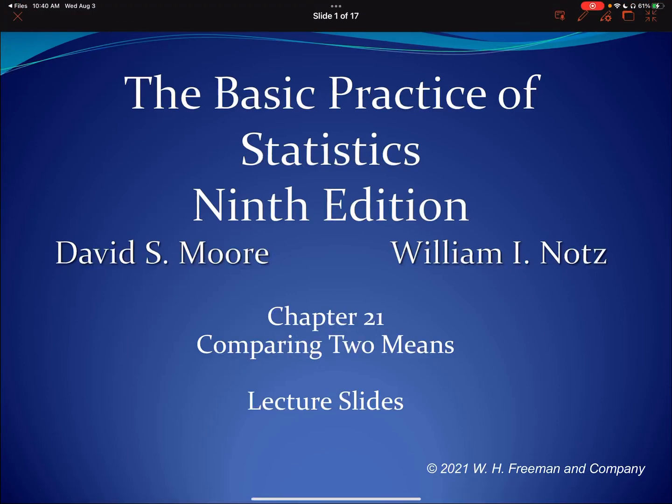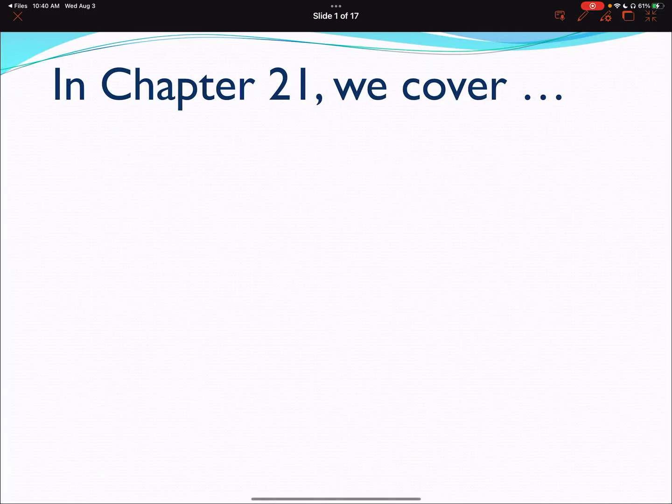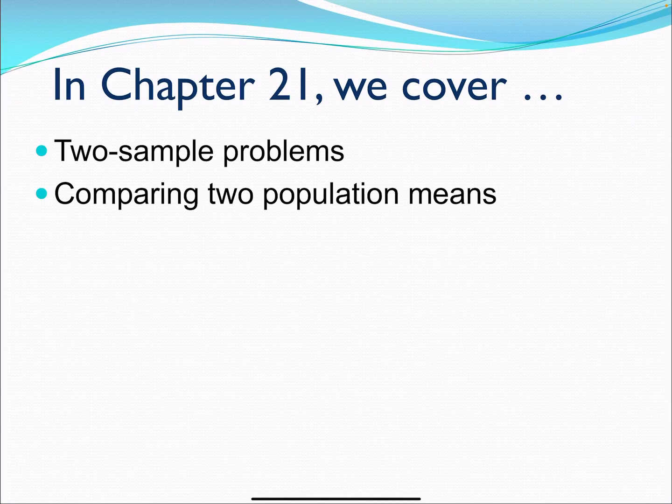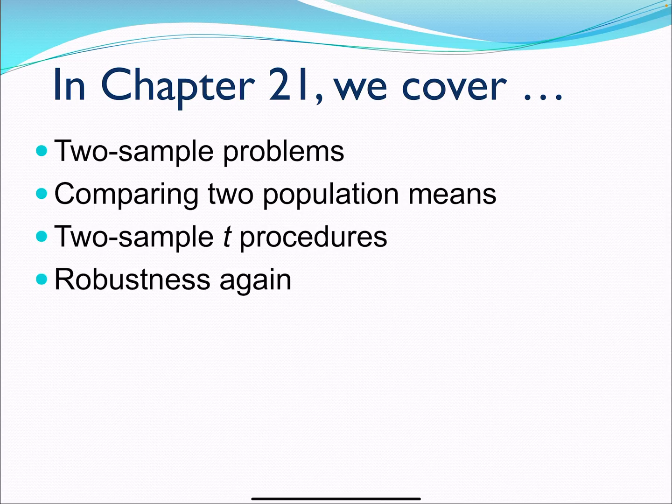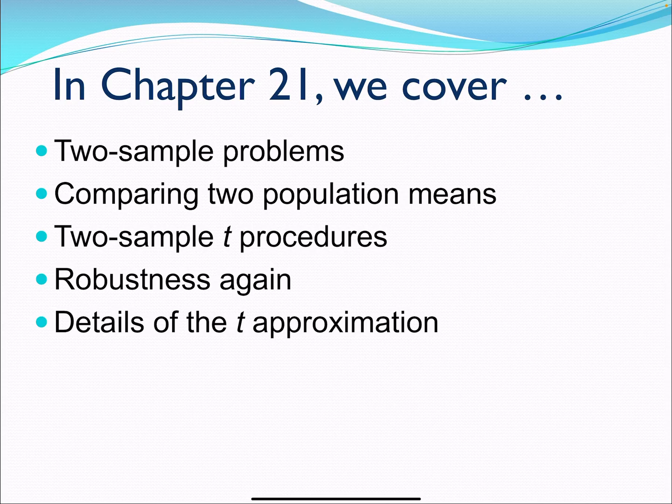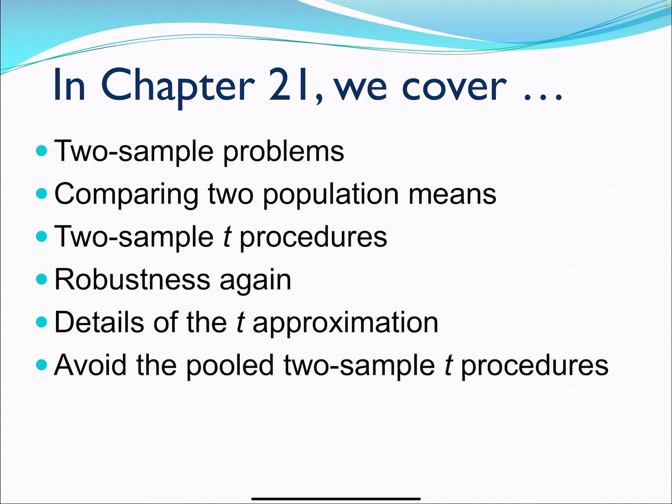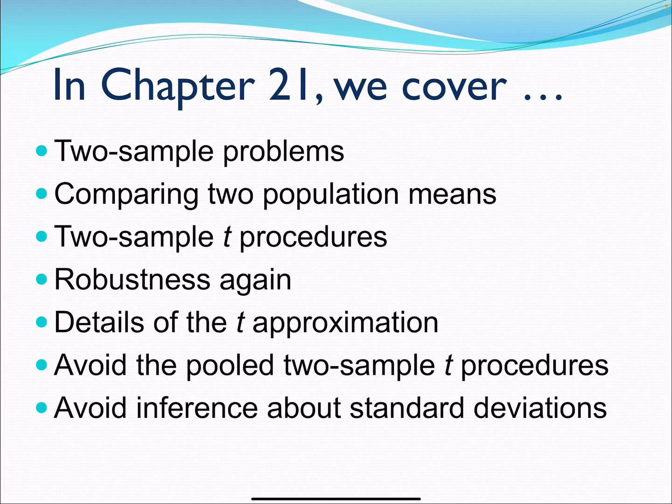This video covers chapter 21, which is comparing two means. We're also going to take a look at t-tests. So what we cover in this chapter is two sample problems, comparing two population means, two sample t-procedures, another look at robustness like we did in chapter 20, details of our t-approximation, avoid the pooled two sample t-procedures, and then how to avoid inference about standard deviations.